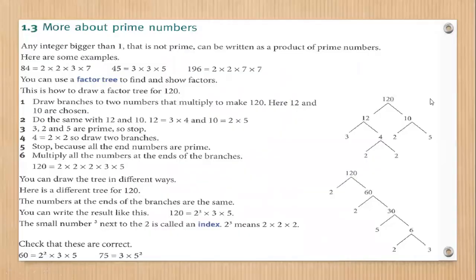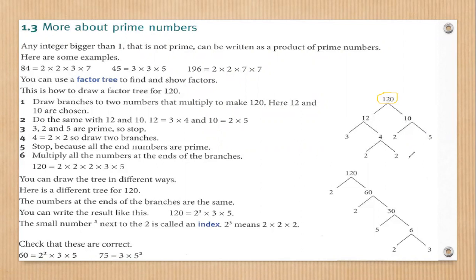Now here we have 120. We divide this into two parts, 12 and 10. It's easy: 12 multiplied by 10 equals 120. Then 12 we divide further into 3 multiplied by 4, which is 12. But 3 is a prime number, so we never solve it anymore. Okay, so we have a 4 as well.